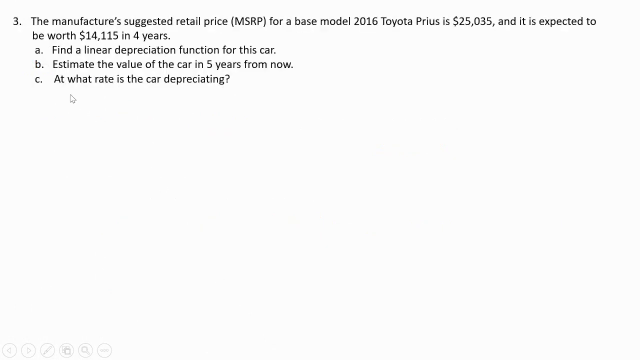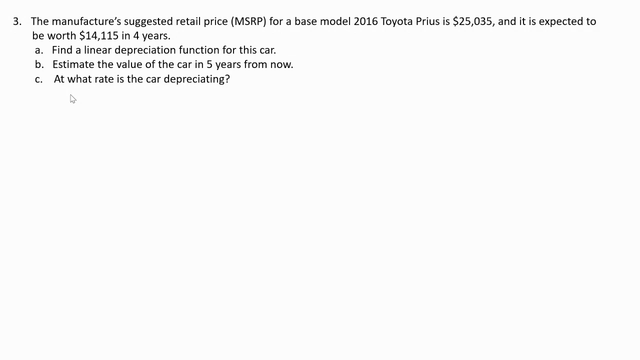Okay. Now, how do we apply this in real life? Like linear functions. Okay, so here it is. It says the manufacturer suggested retail price, which is the MSRP, for a base model 2016 Toyota Prius is $25,035, and it is expected to be worth $14,115 in 4 years. So in other words, the price is going to go down.